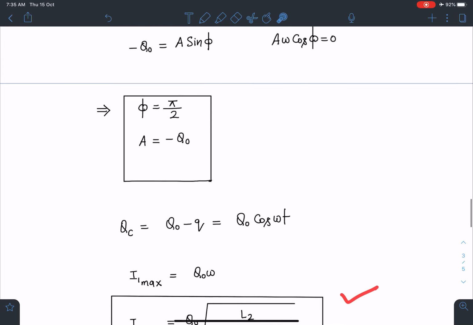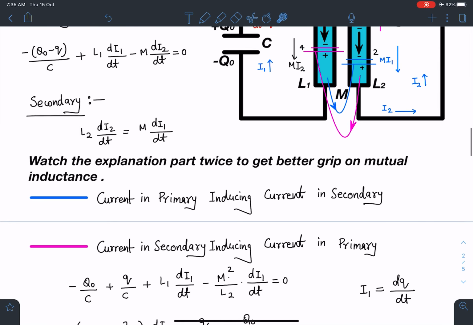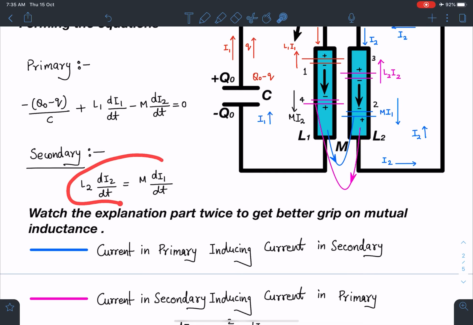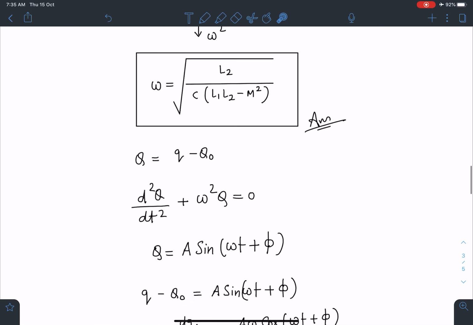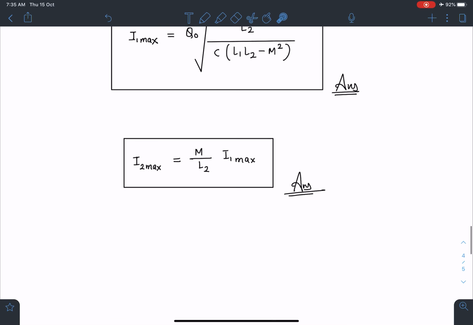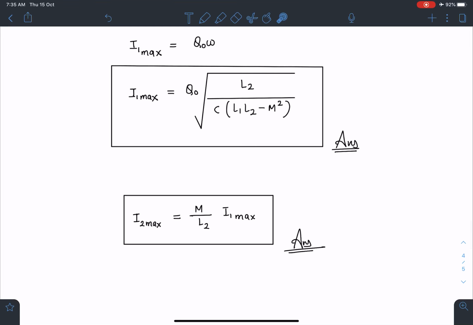Similarly, I can write from this equation as well. This equation you can see here, if I integrate, M I1 is equal to L2 I2 I am going to get. So from here I2 I can write as M by L2 times I1. So similarly I2 max is going to be M by L2 times I1 max. This value I can substitute in order to get the answer, which I'm not doing here. So I hope this question is clear to you.